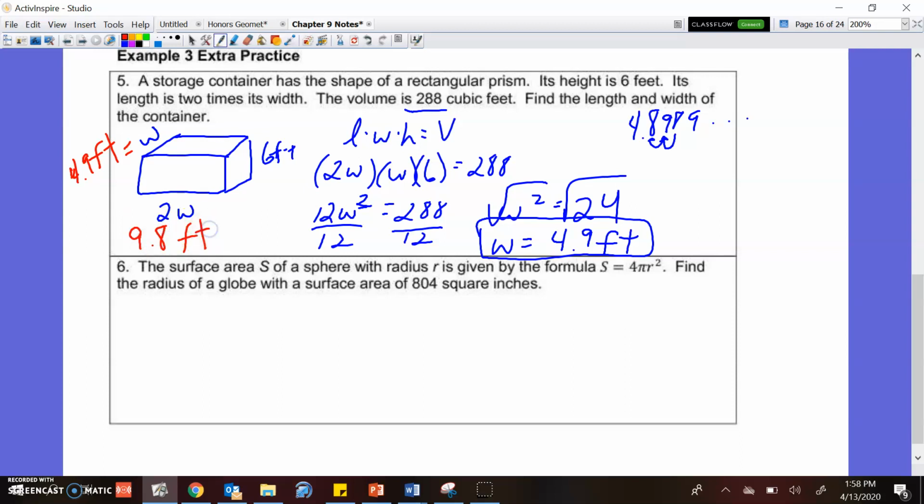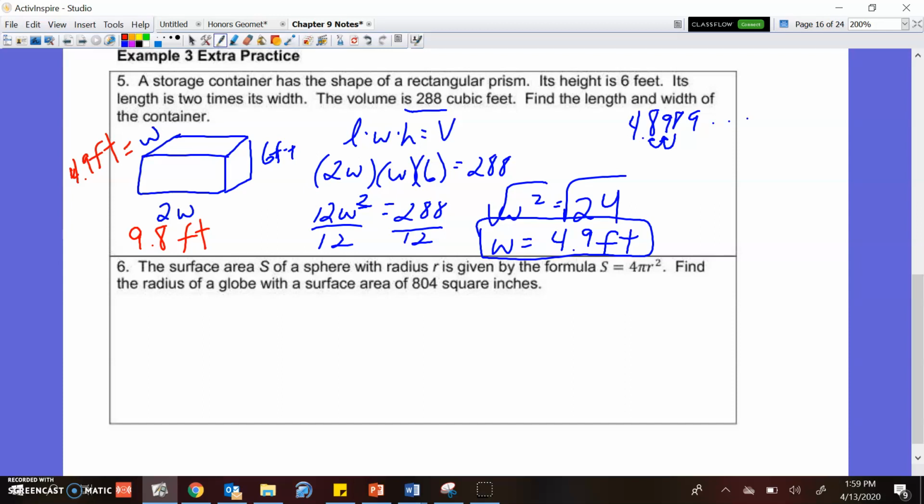So 9.8 for the length, 4.9 for the width, 6. If I multiply those together, I end up getting 288.12. We're pretty close, so we did a great job. Make sure you label.